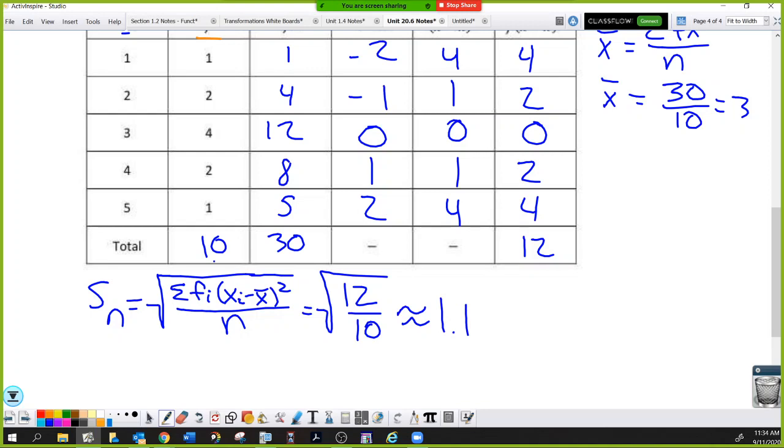Now, let's do this on our graphing calculator and never look back. Because why would you ever do this by hand when you do not need to? That is the standard deviation. The variance is 12 over 10. What do we use the standard deviation for? You don't know what the standard deviation is used for yet.